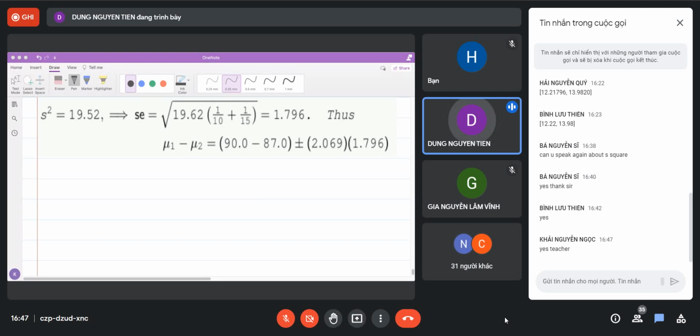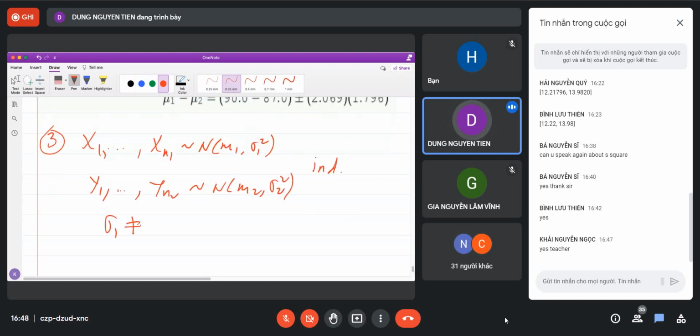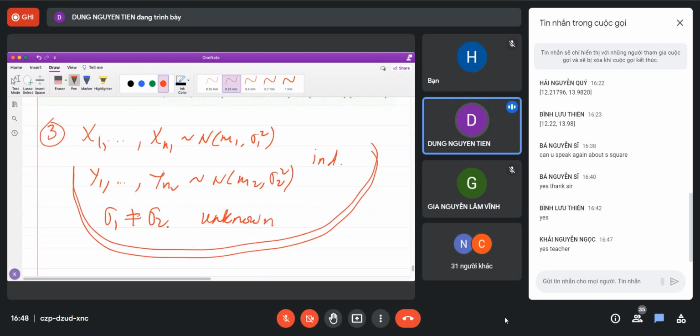Okay. Let's have a short break. Then after that, I will move to the case when the two samples are still independent, sigma 1 and sigma 2 are different, and you don't know them. Okay, they are still unknown, and they are not the same. All right. So let's have a break. Then after that, we will move to this case.